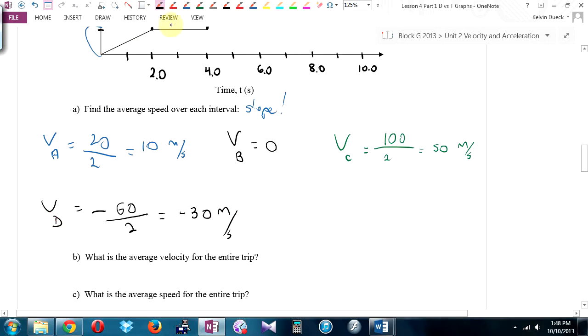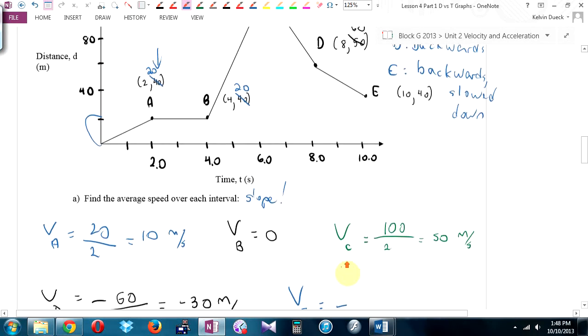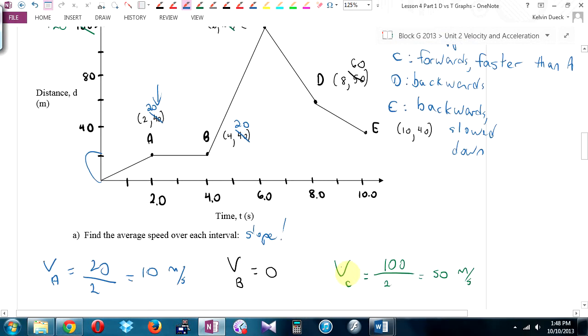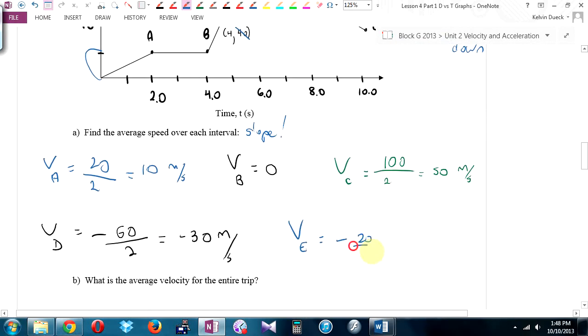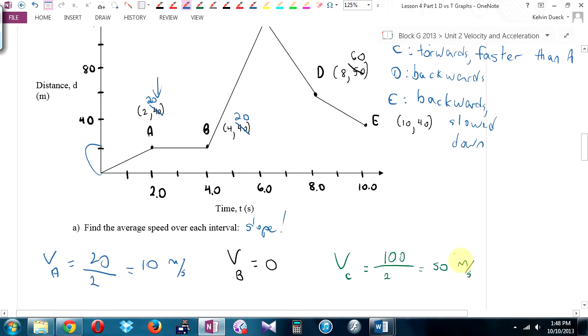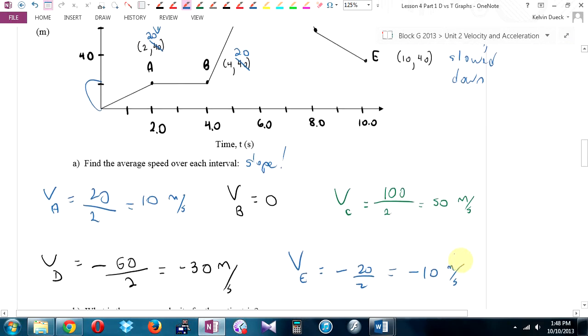Last one. E. Negative 20 over 2. Negative 10, is that right? 60 to 40 is down 20 and 2 over. And again, if you argued with me and said, hey, Dueck, that's velocity, not speed, I'd say, okay, yeah, fine.